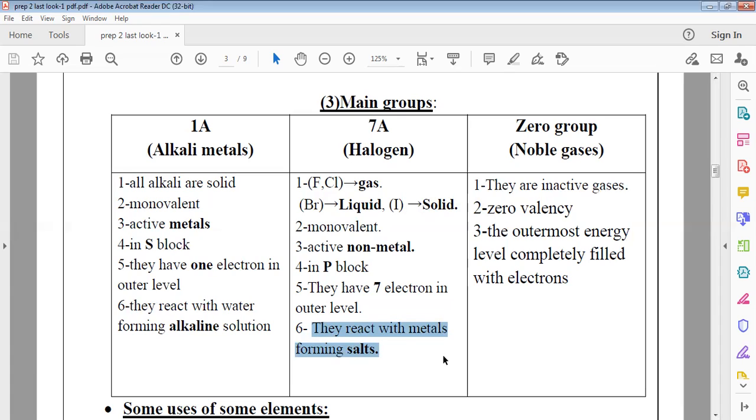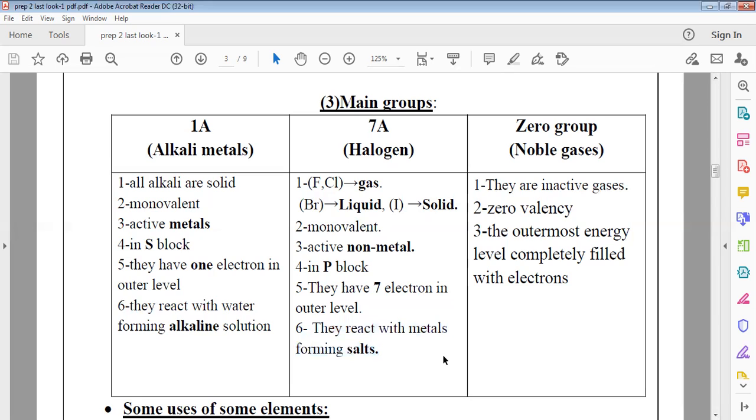تمام؟ طيب نيجي finally the اخر جروب عندي الزيرو جروب they are inactive gases zero valency the outermost energy level completely filled with electrons. سهله جدا. مين هم النوبل جازز؟ هيليوم، نيون، ارجون، كريبتون، زينون، رادون. طبعا اخذنا الكلام ده بيفور وصدعناكم بيه.